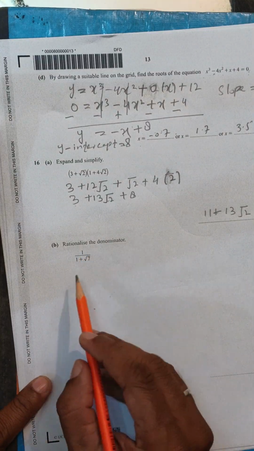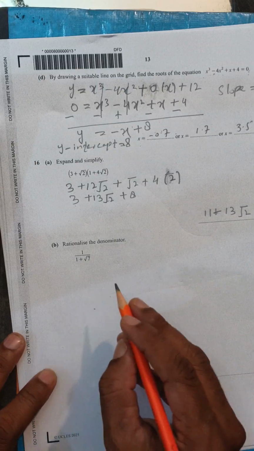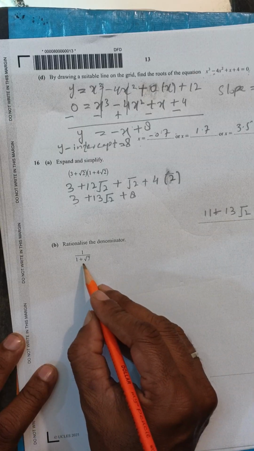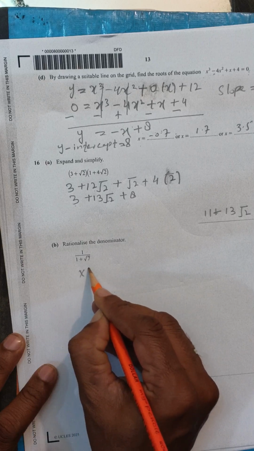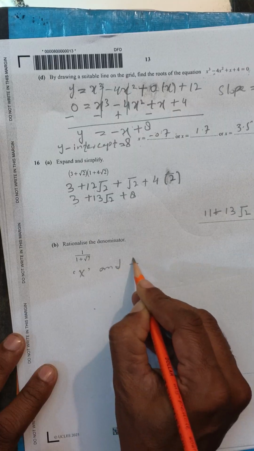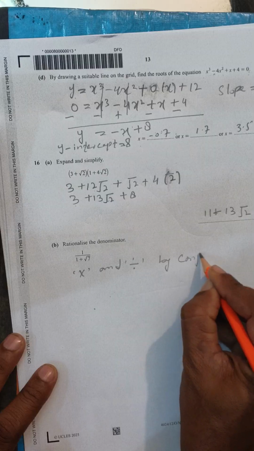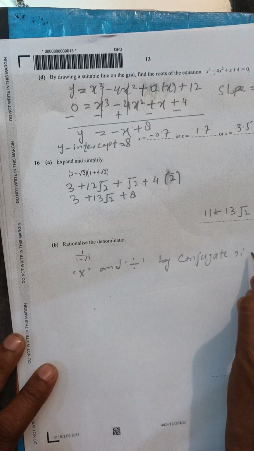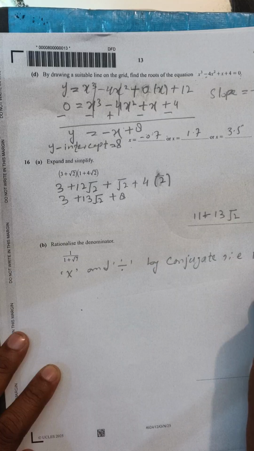Now, rationalize the denominator. What is the criterion to rationalize the denominator? In case of rationalizing the denominator, we multiply and divide by the conjugate. What will be the conjugate of this denominator? The conjugate here is 1 minus square root of 7.